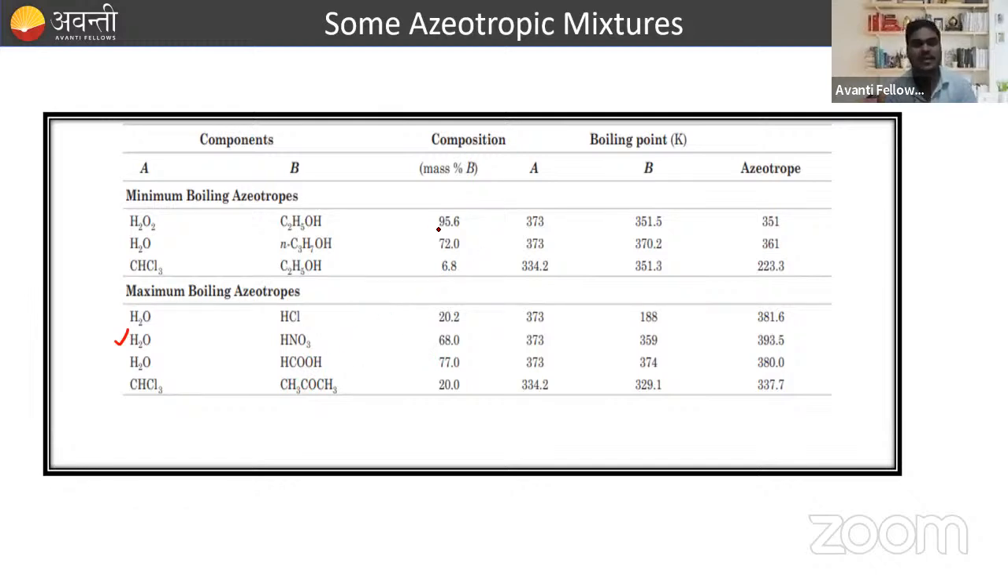Here the composition, that is the mass percentage of B, is given as 68%, and the boiling point of A is given as 373 K, which we all know is the boiling temperature of water, 100 degrees Celsius. The boiling point of B is 188 degrees Celsius, and the azeotrope boils at 381.6 K. So this is an example of a maximum boiling azeotrope. H2O and ethanol, H2O plus heptanol, and chloroform and methanol are all examples of minimum boiling azeotropes. So this is all about this.